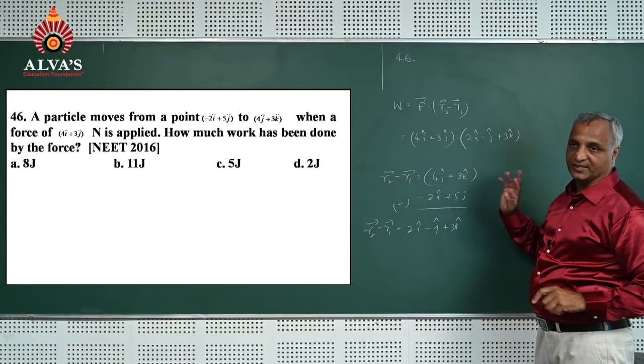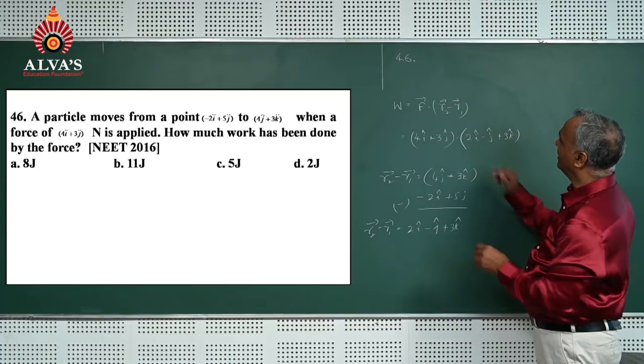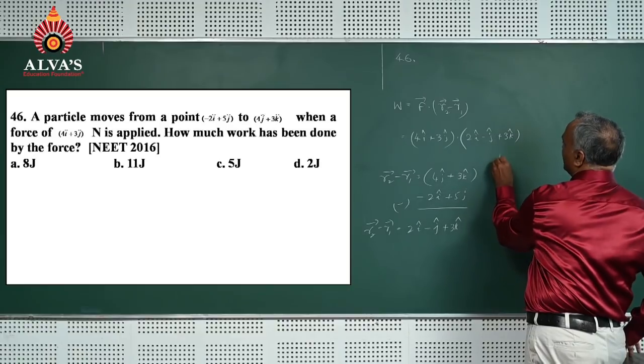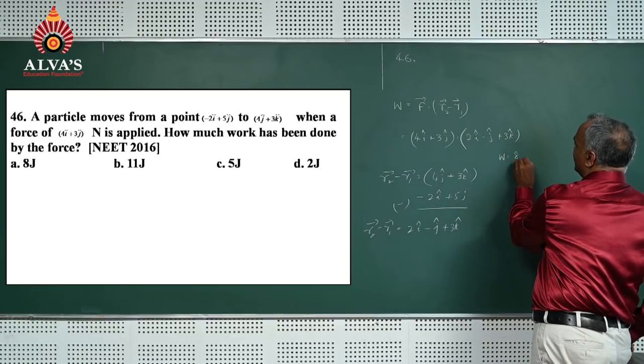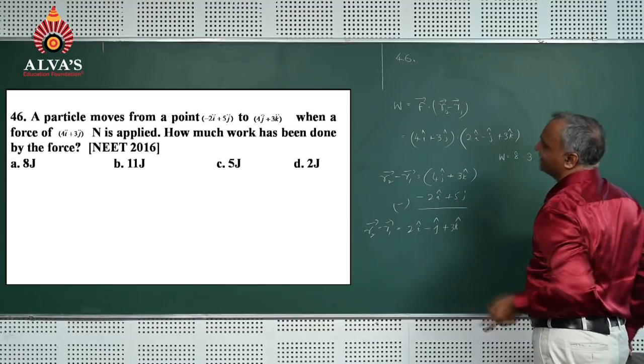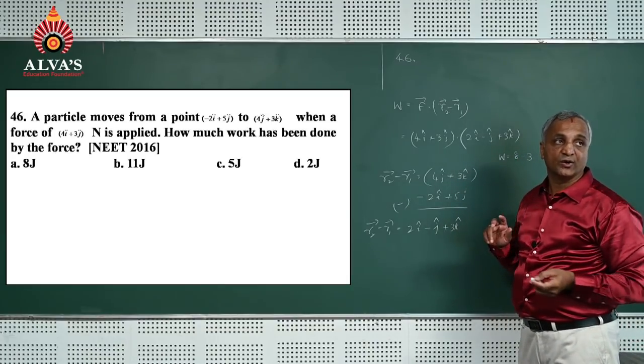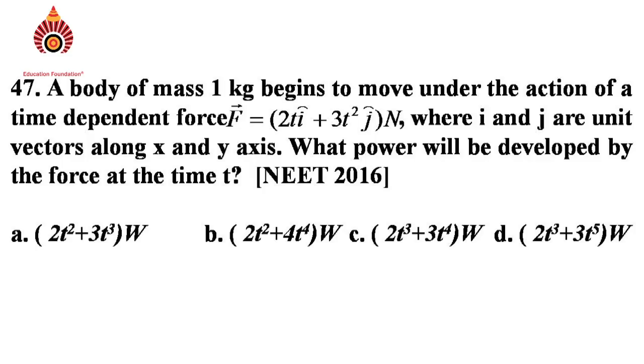Then take the dot product of that, 4 into 2. So this becomes W will be equal to 4 into 2, 8, 3 into minus 1, it is minus 3, and k component is not there. So this is 8 minus 3, work done is 5 joule. So I'll go for option C.